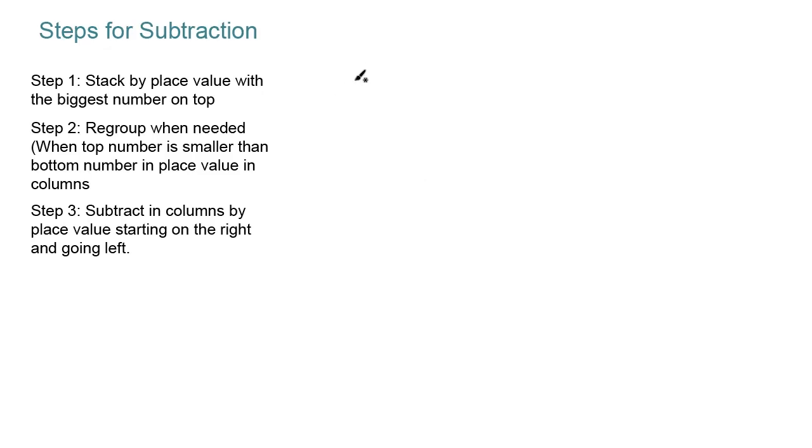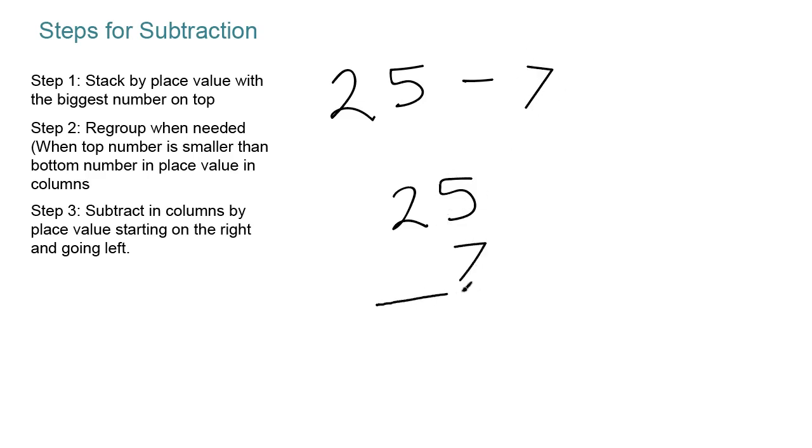Here's an example where the regrouping may make more sense. 25 minus 7. 25 is bigger than 7. We put 25 on top. 7 is in the ones column, so we put it directly under the 5 in the ones column. Notice we have an imaginary 0 under the 2 in the tens column for the 7 because 7 does not have any tens. But we can just leave that blank, or if you prefer, you can put a 0 right there.